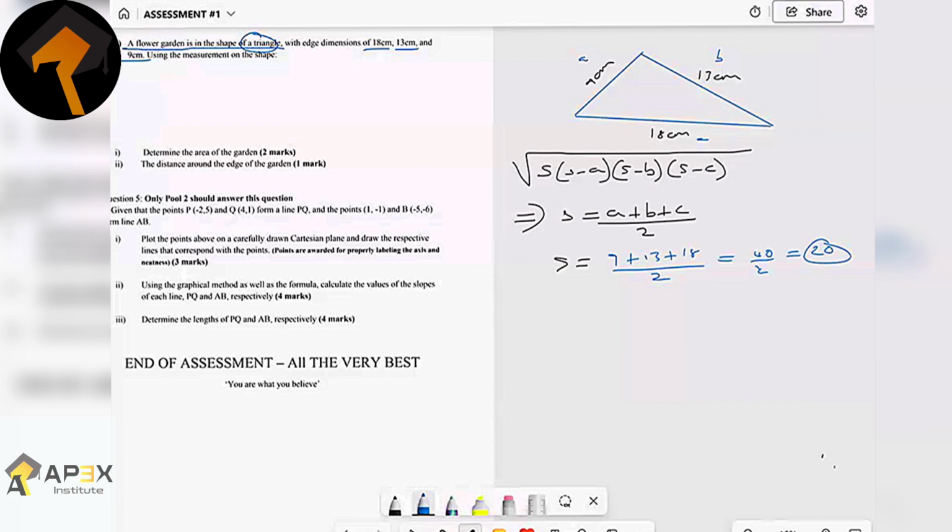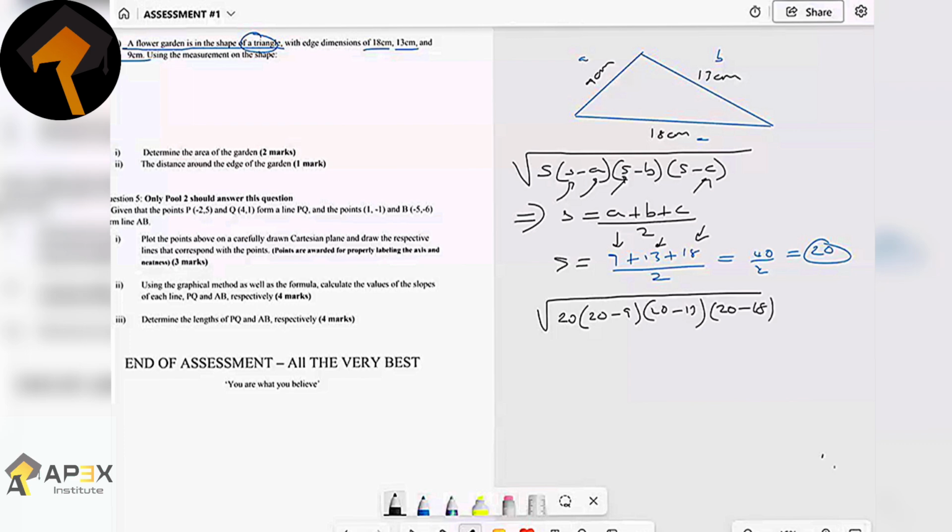And then obviously, we're going to place it into the main formula. So that's the square root of 20, open bracket, s is 20 minus a, which we know is 9. So that's 20 minus 9. Then 20 again, this s right here, minus this b, which is 13. So that's 20 minus 13. Open bracket again, we're going to have 20 minus the c value, which is this 18 right here.